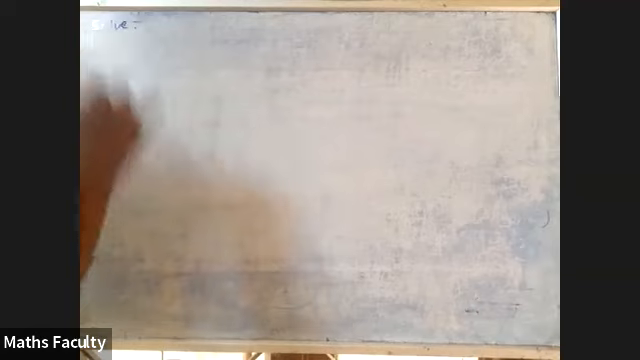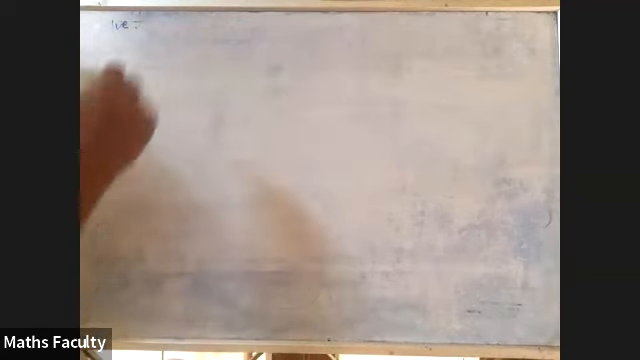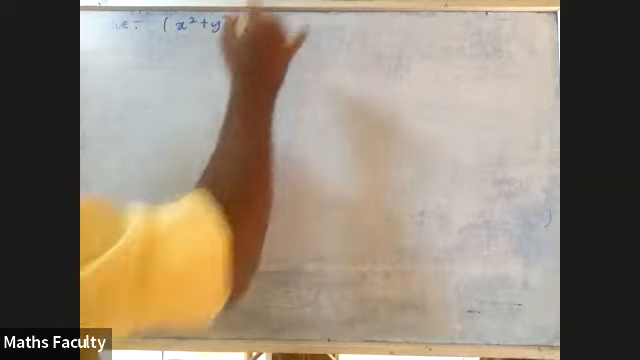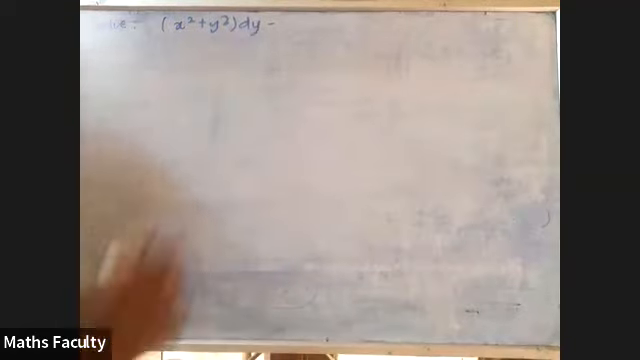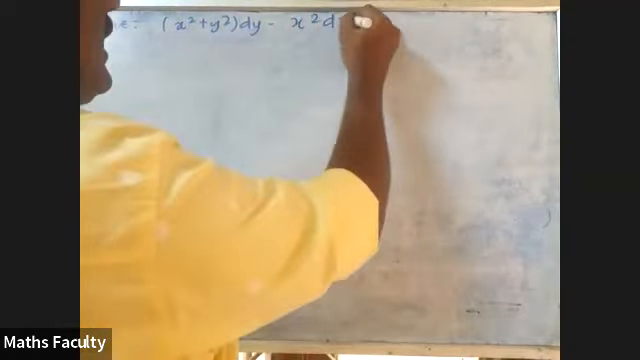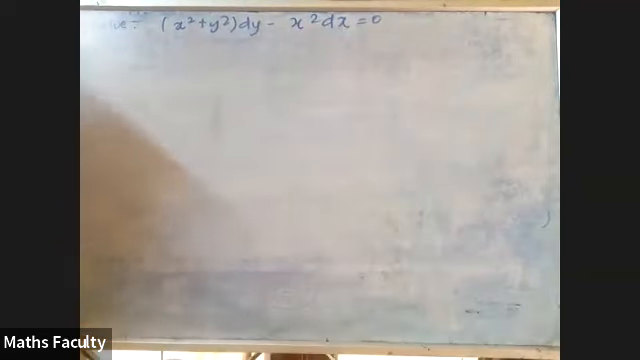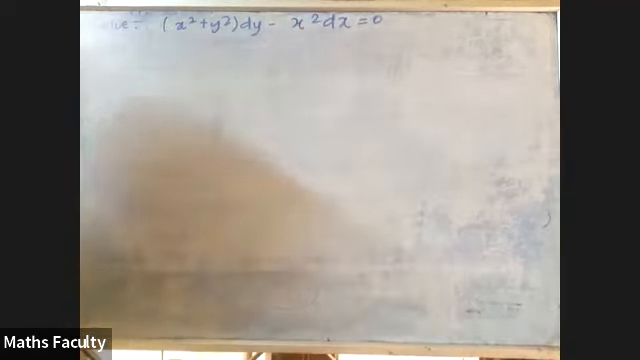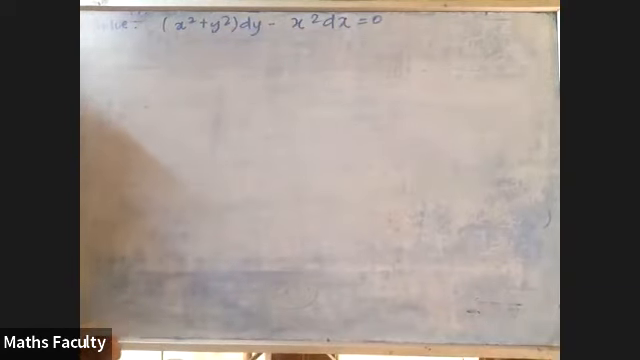Please take down the next problem. Solve (x square plus y square) dy minus x square dx is equals to 0. Okay. So now listen here. Look, as soon as you see it, you can tell, there is a 2 and a 2 here. So definitely the equation is homogeneous.